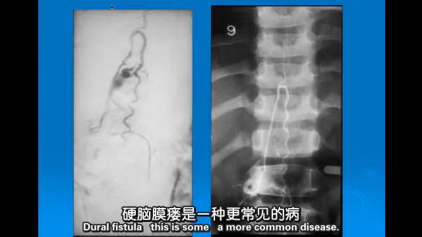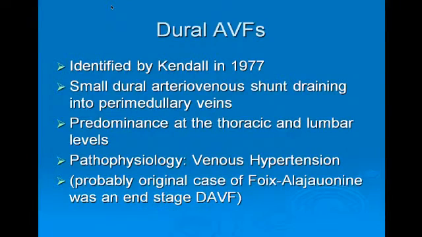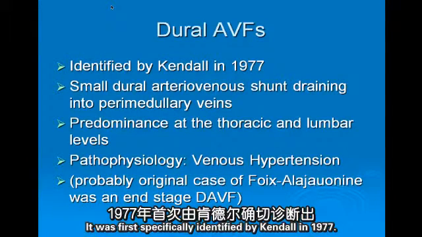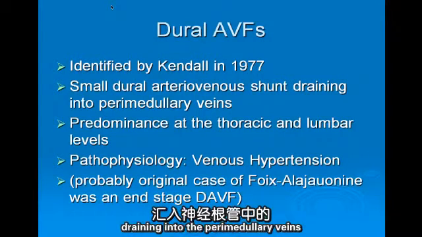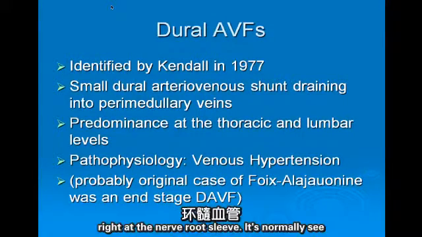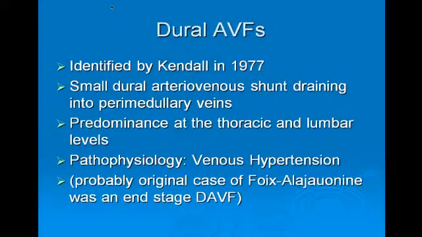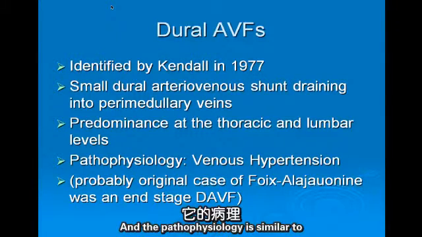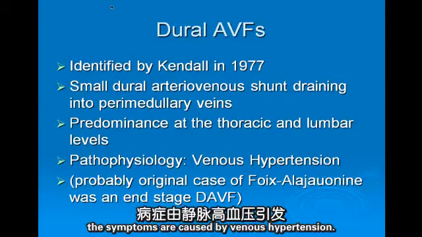Dural fistula. This is some more common disease. It was first specifically identified by Kendall in 1977. It's a small dural arteriovenous shunt draining into the perimedullary veins right at the nerve root sleeve. And it's normally seen at thoracic and lumbar levels, can be seen anywhere though. And the pathophysiology, similar to the small shunt perimedullary fistula, the symptoms are caused by venous hypertension.